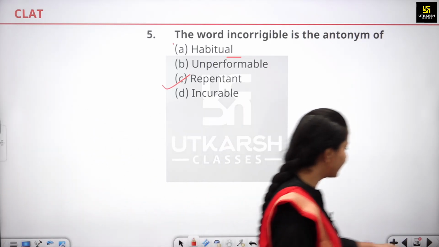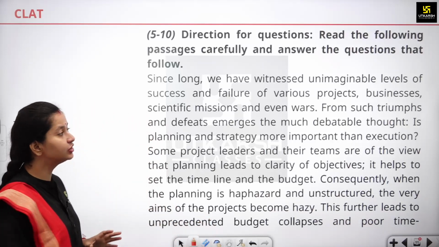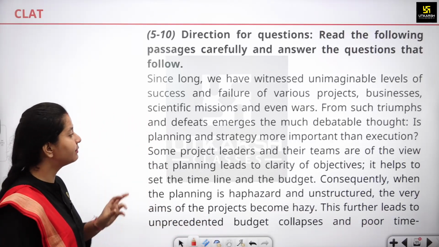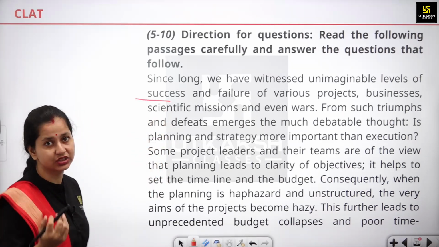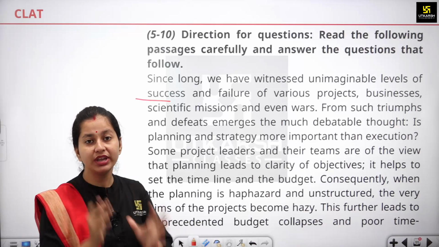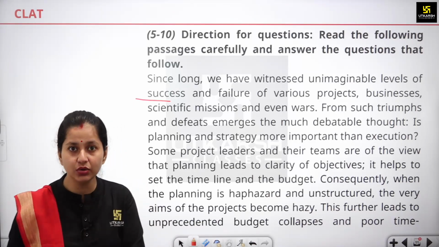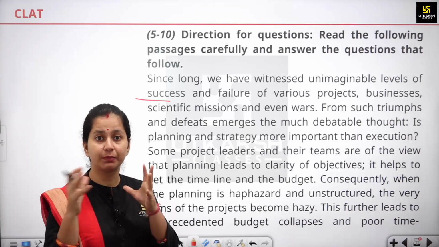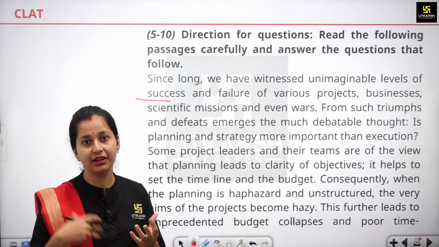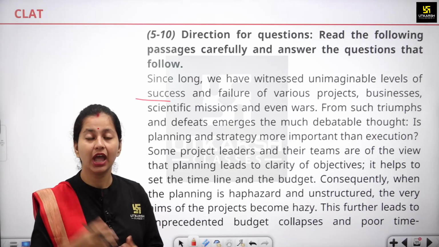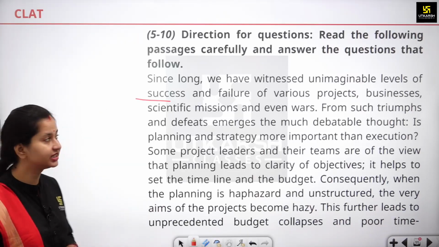Coming to the next passage that follows. Next passage says, since long we have witnessed unimaginable levels of success and failures of various projects. So this particular passage is about the planning, strategy and execution, and the discussion whether planning should have the priority, execution should have the priority, or strategy should have the priority. So let's read what the passage says.